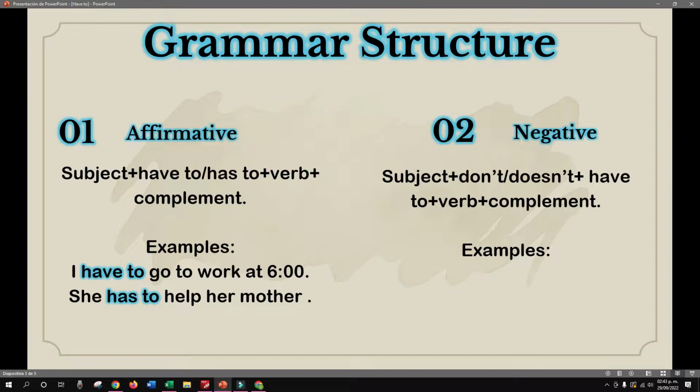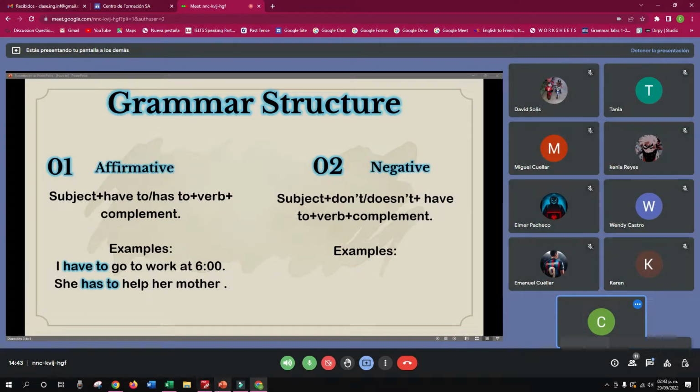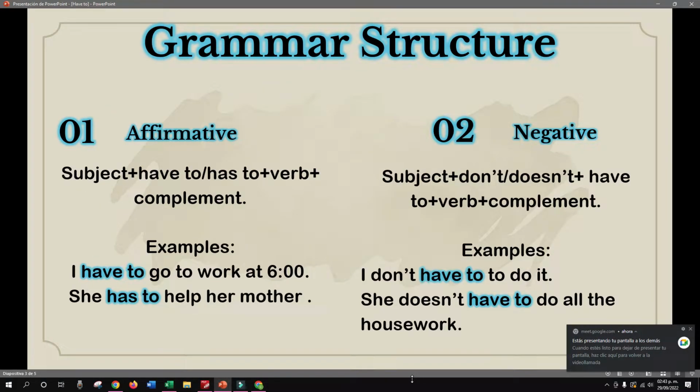For example, do you have an example? Okay. I don't have to do it. Look at that one. First, you have the subject, then the auxiliary do with the word not, right? Then you are going to write down have to and the main verb and the complement. So I don't have to do it, right?